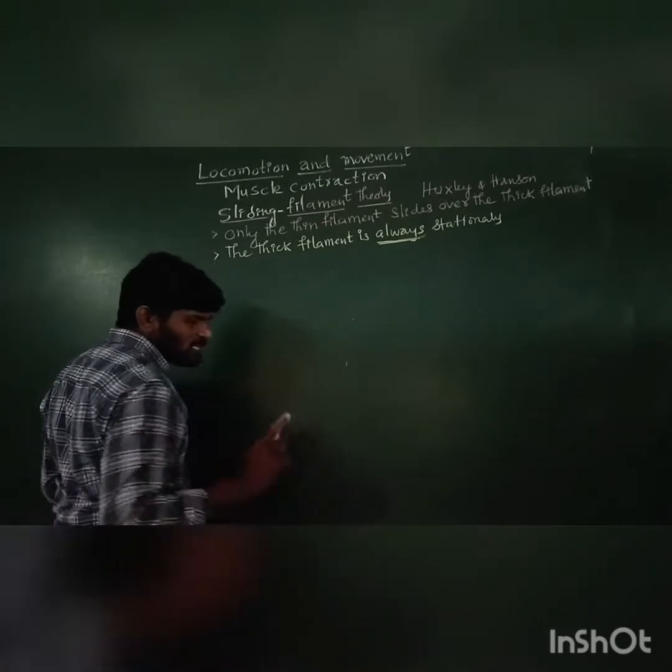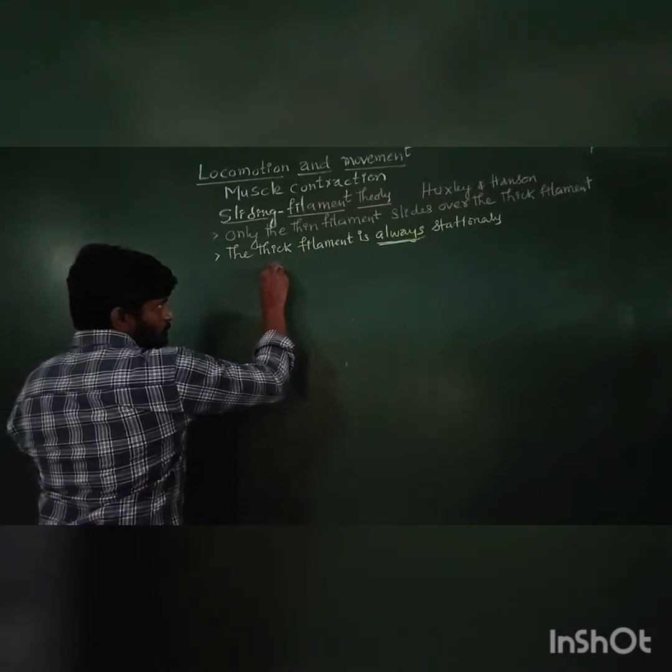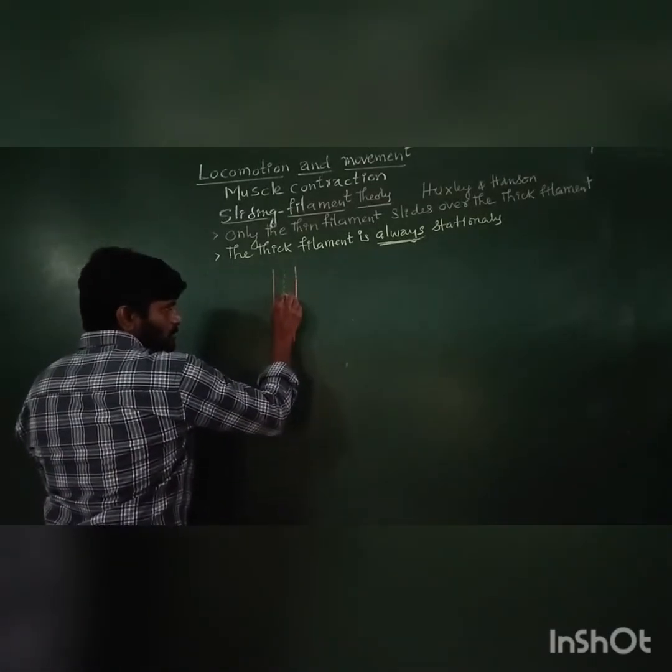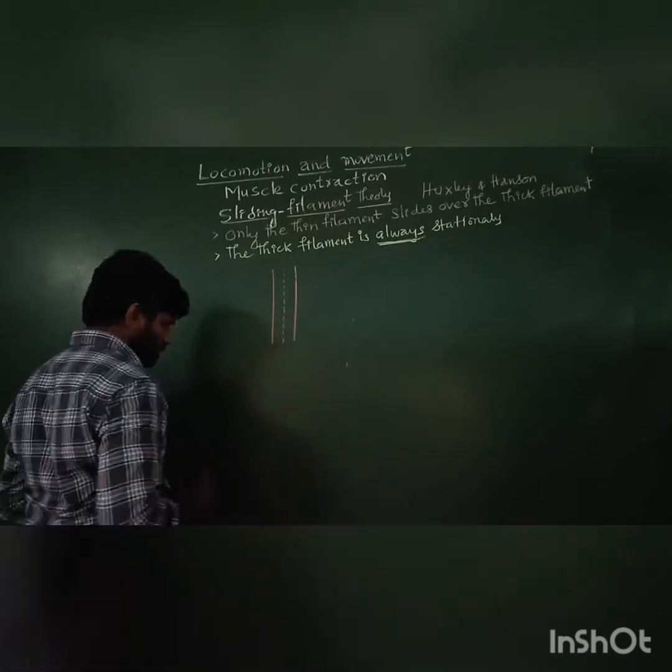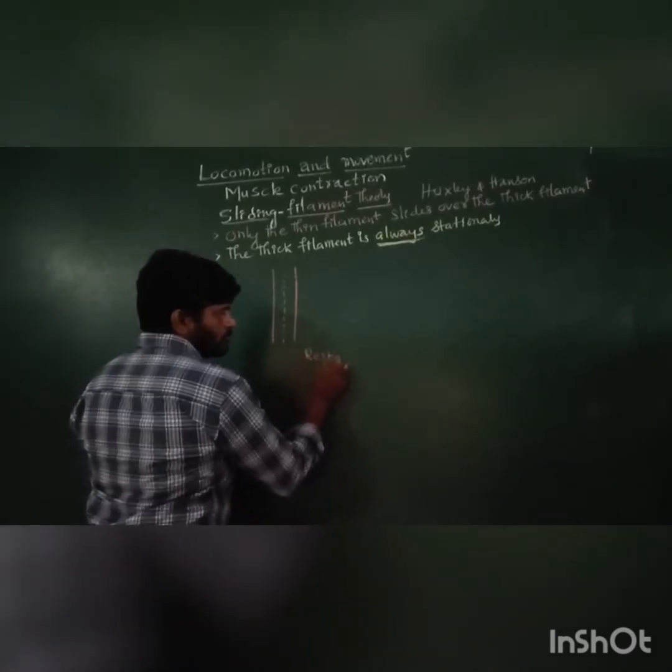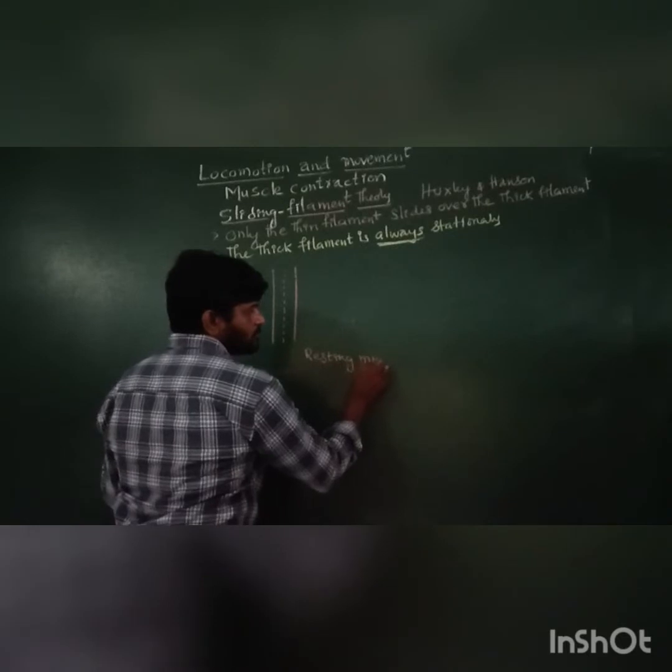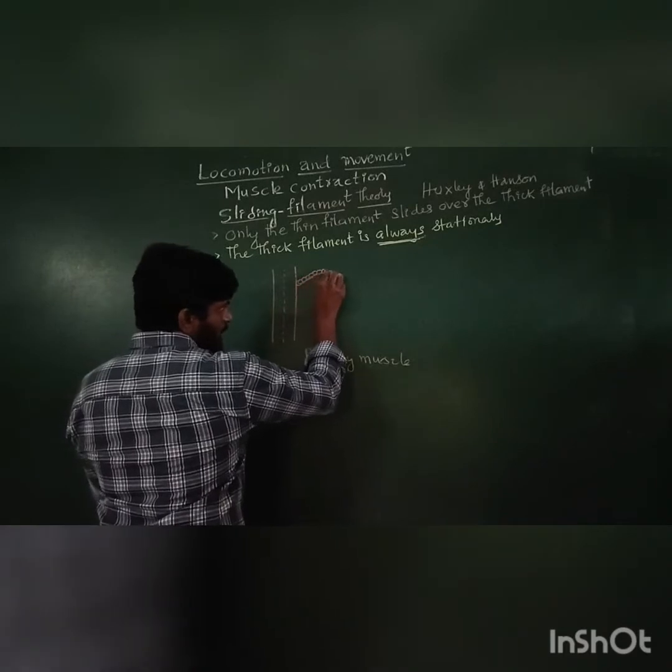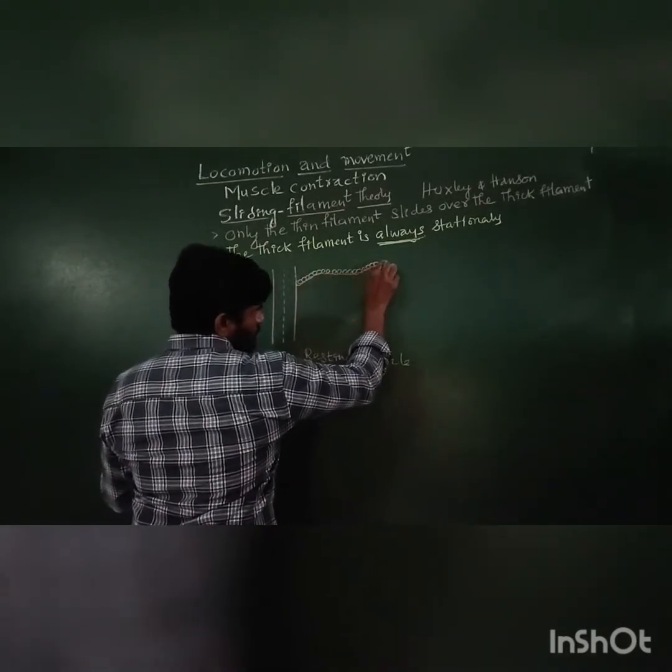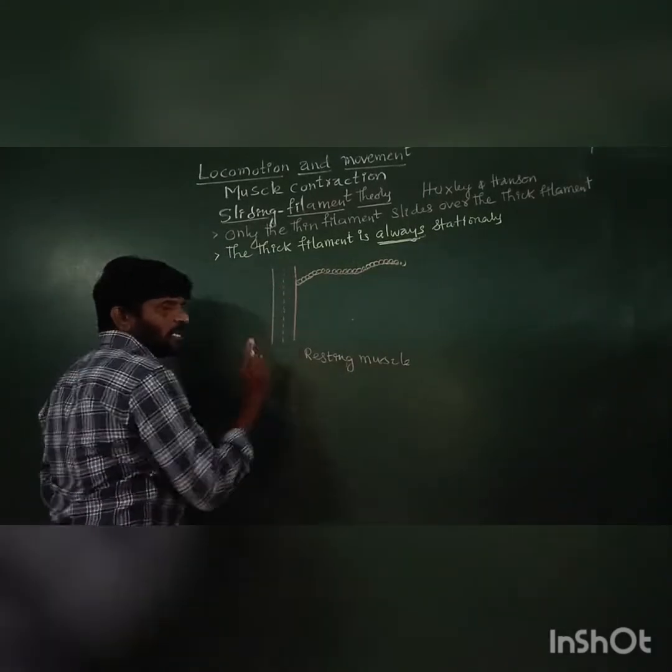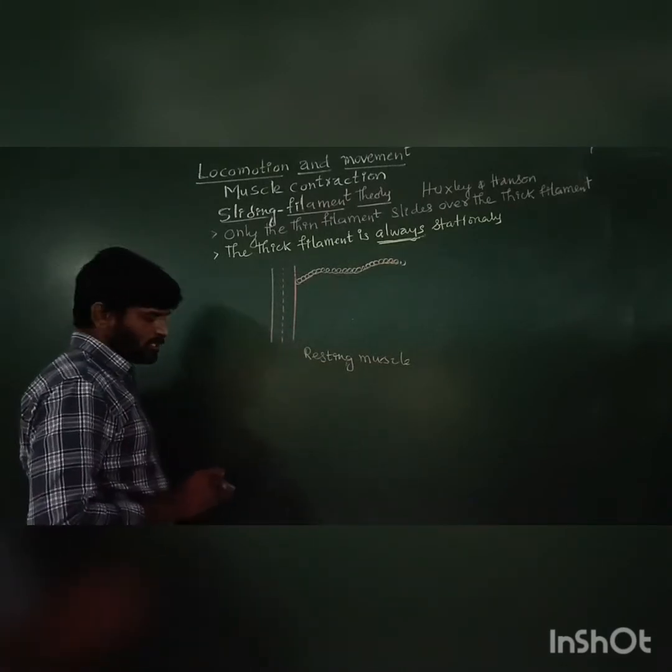If you see, when the muscle is at rest, the H zone is at the center of the A band. This is the M line, a thin fibrous membrane. In a resting muscle, the thin filaments extend up to the end of the H zone. I mean, thin filaments are never present in the H zone during the resting stage.